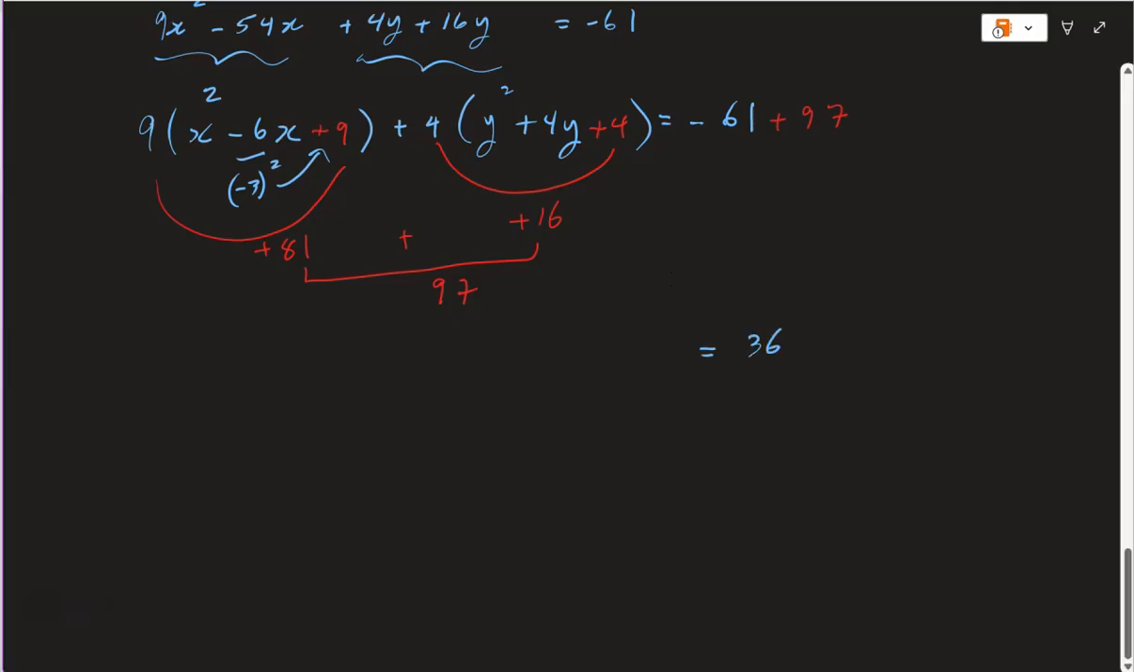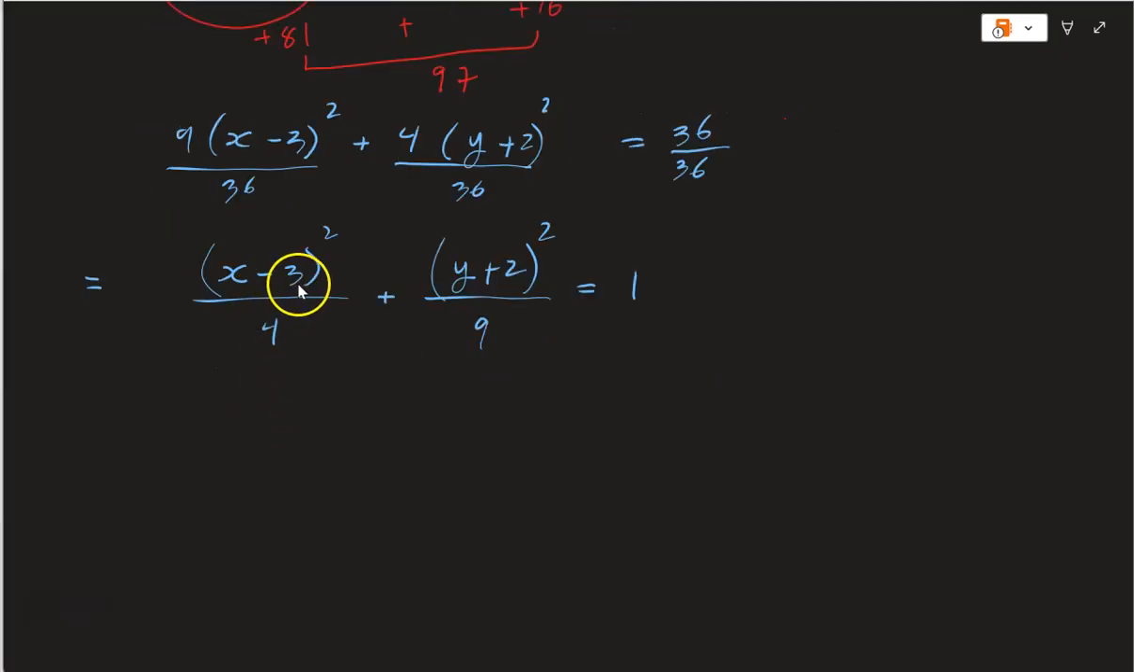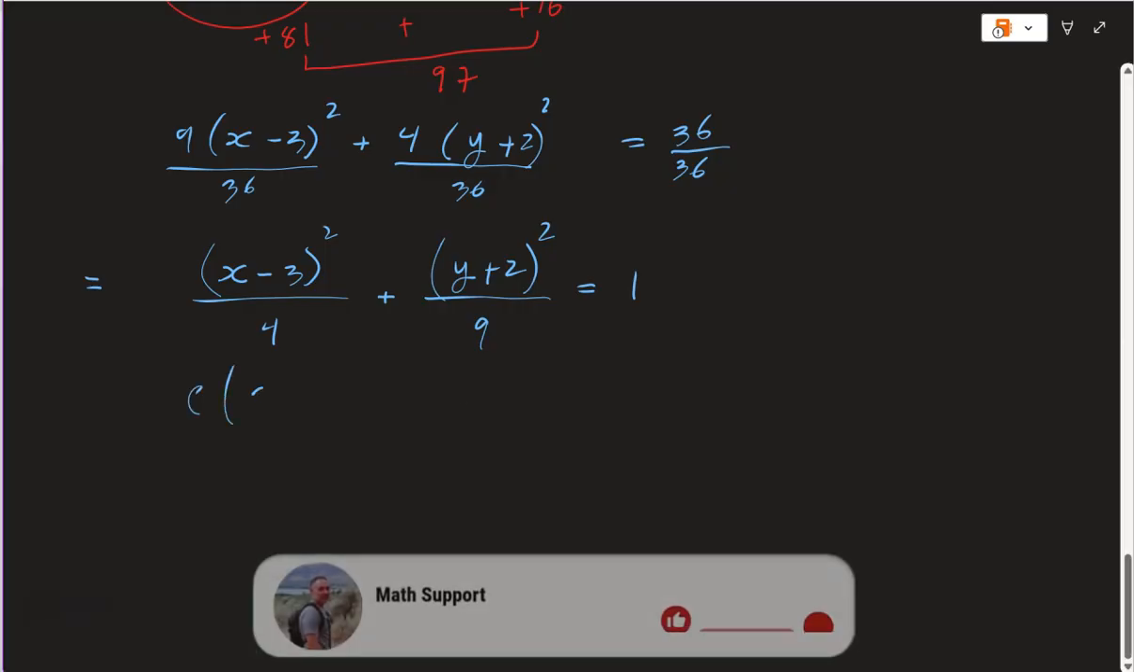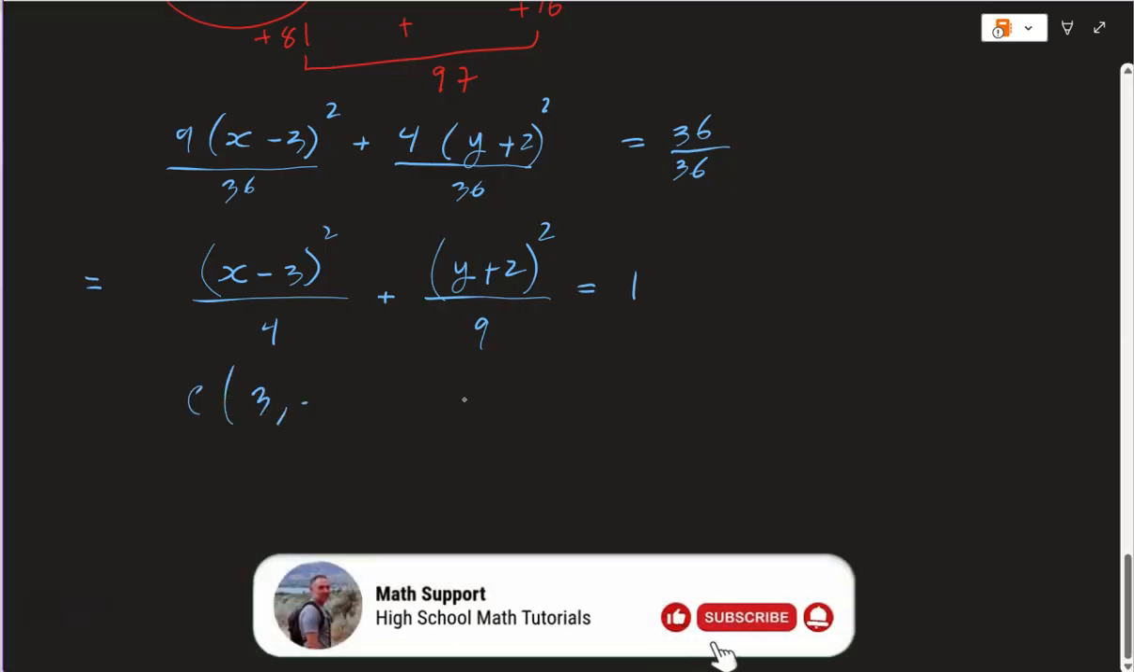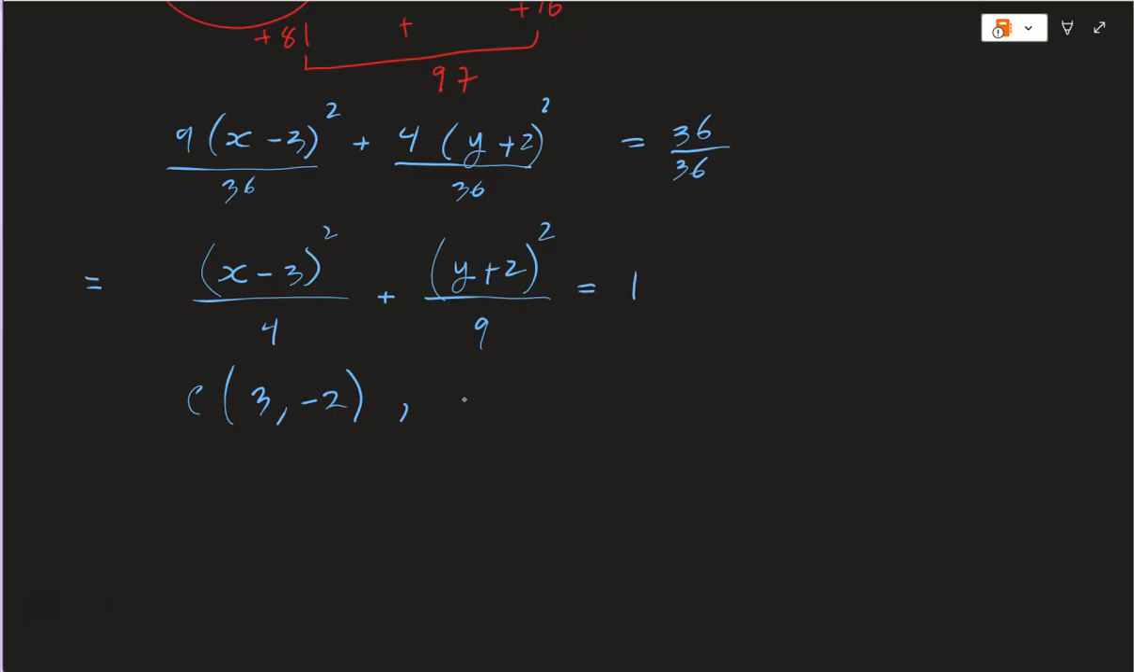So that's plus 97. So let's polish that and do the math. 36, and the other side we change to binomials squared. And once you get that, divide everything by 36. And you will end up getting (x minus 3) all squared over 4 plus (y plus 2) all squared over 9 equal to 1. And that is the equation of an ellipse with the center at (3, -2).